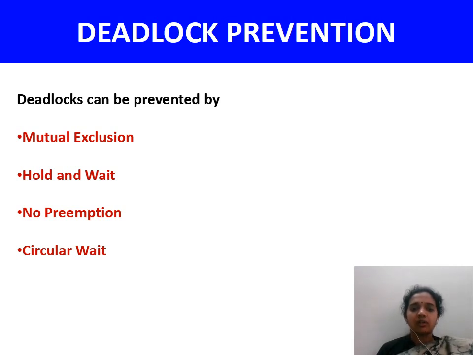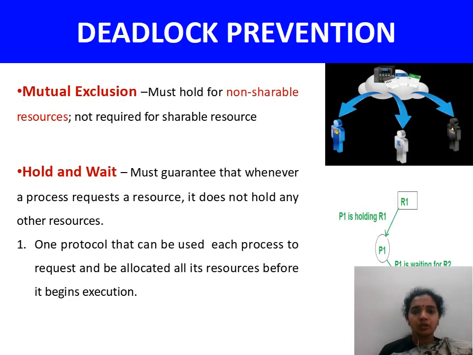So we have to try to remove all the four conditions, or try to make any one condition false. Here we have four different conditions: mutual exclusion, hold and wait, no preemption, and circular wait. Mutual exclusion. To prevent the deadlock, first we have to make the mutual exclusion false. How does this happen? We just have to share the resources.